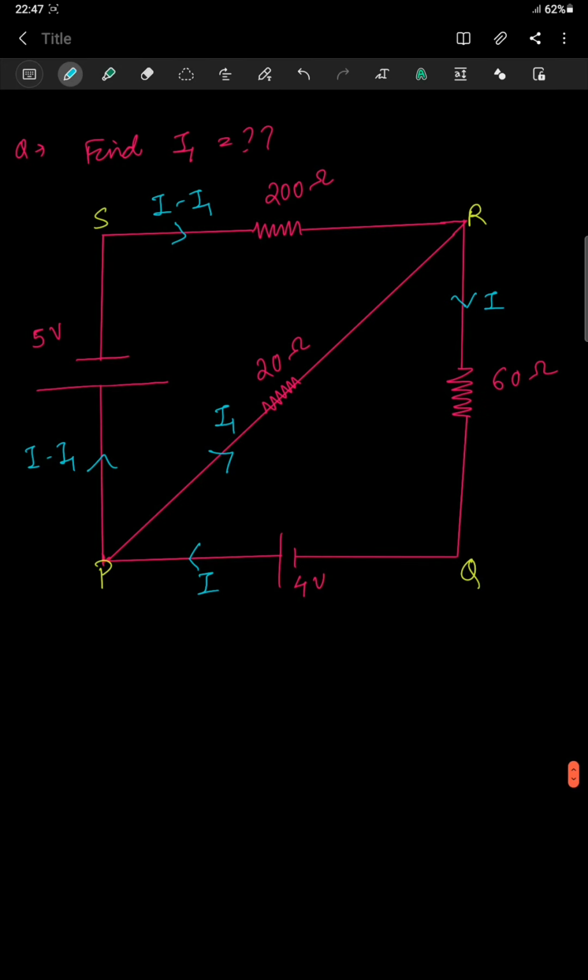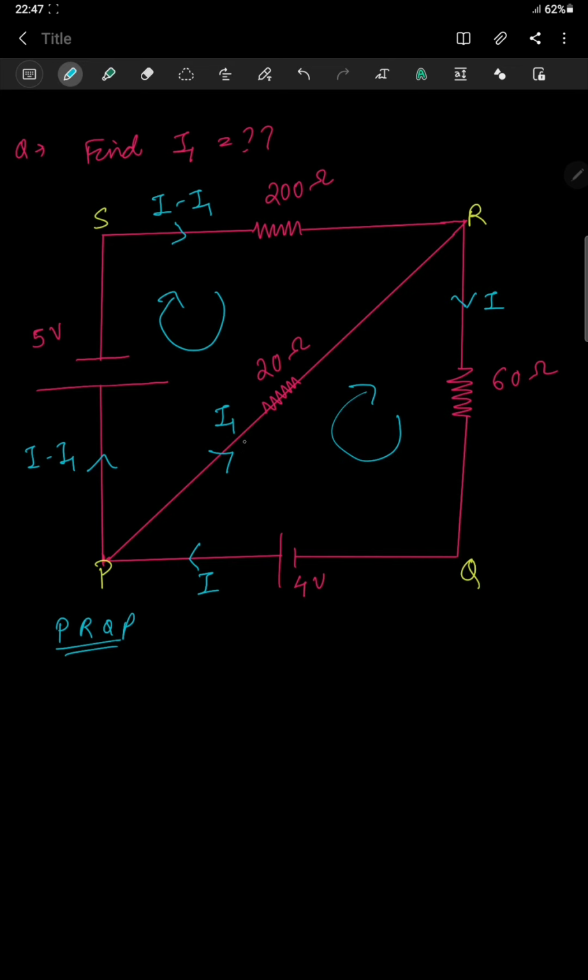I have to find the loops. So what are the two loops? The first loop is PRQP. This is one of the loops. So in this loop, let us apply the KVL law. If I apply it, what will I have across 20 ohm? Let me first choose the direction. I choose my direction in this manner, in the clockwise direction.